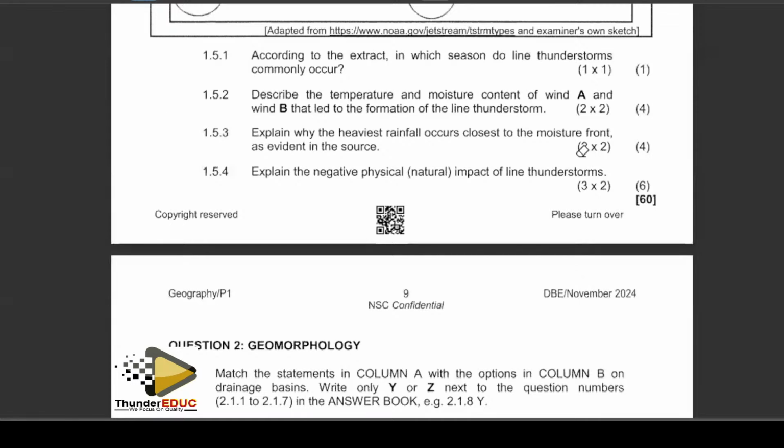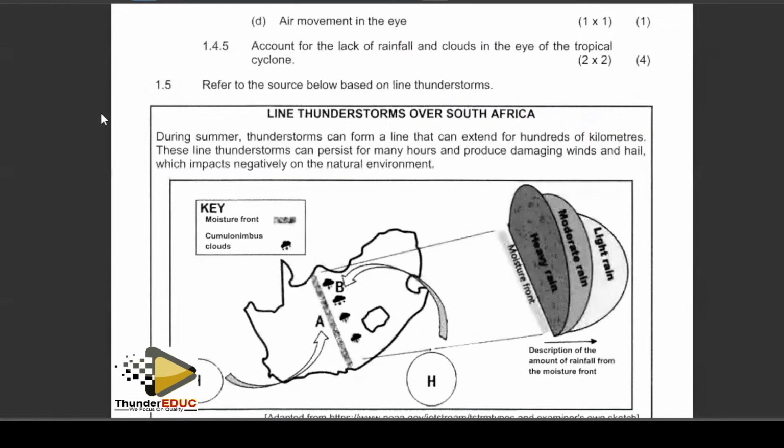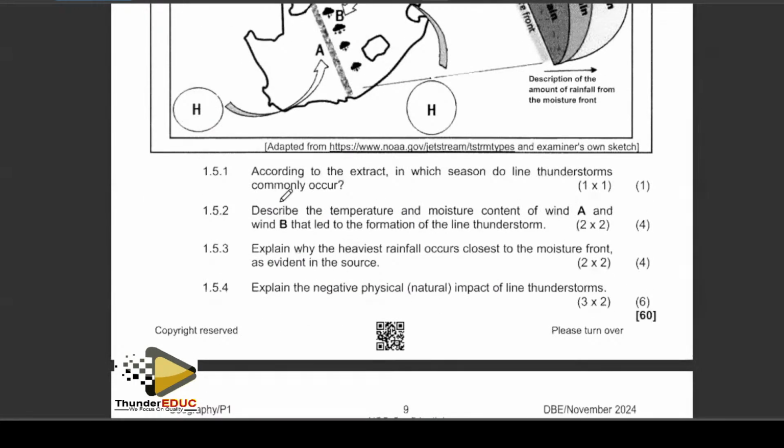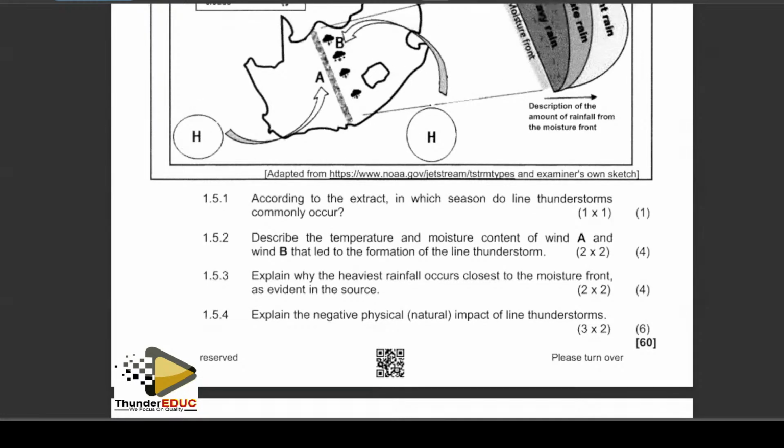According to the extract, in which season do line thunderstorms mainly occur? Even if we don't check the extract, we know that line thunderstorms are traveling disturbances that are caused in the summer season. Our answer is here. It's summer. Describe the temperature and moisture content of wind A and wind B that led to the formation of the line thunderstorms. We are worried about the temperature, so be articulate to the question and answer the question. The first thing is you need to address the temperature, and the next thing you need to address is the moisture content.